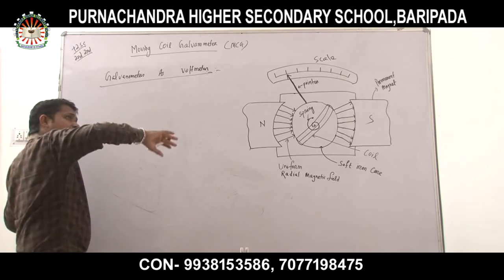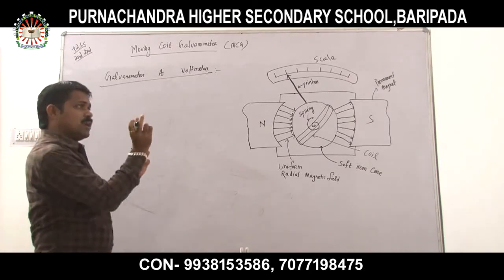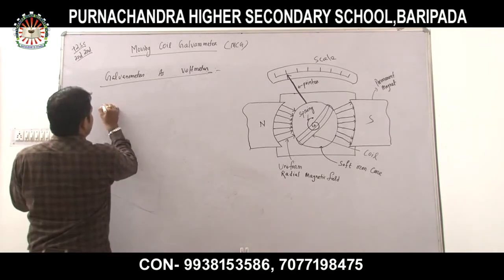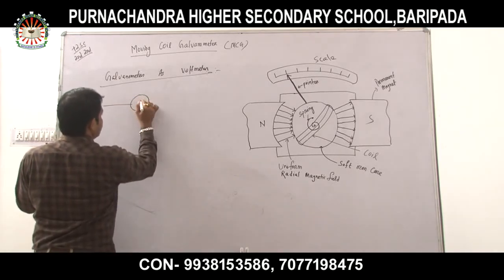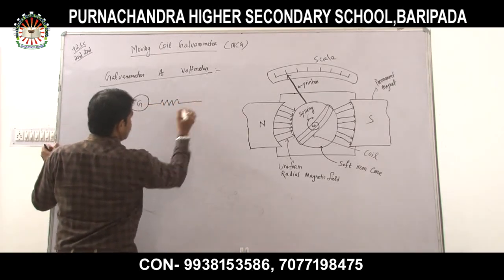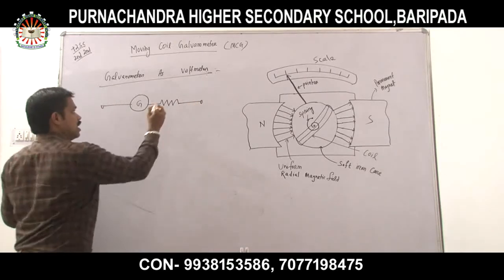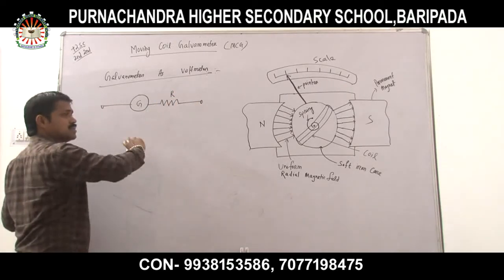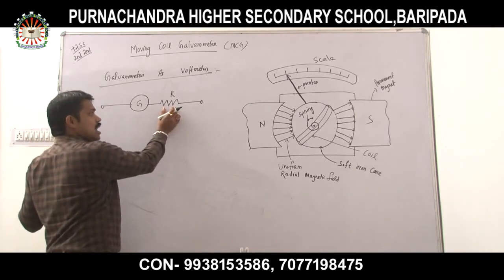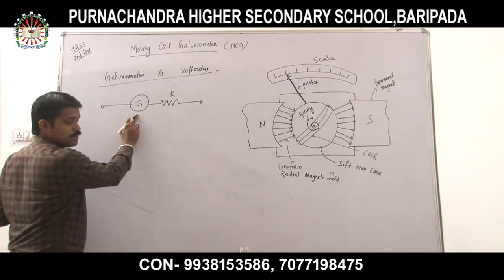When we converted it to the ammeter, what did I do? I connected a small resistance in parallel. Here, this is a galvanometer G. We will connect a larger value resistance in series, very carefully. Previously the shunt resistance was a very small value, but here we will take a larger value resistance which has to be connected in series with the galvanometer.